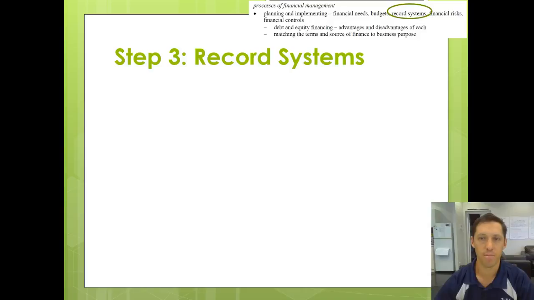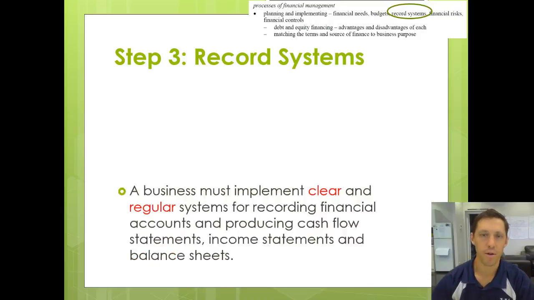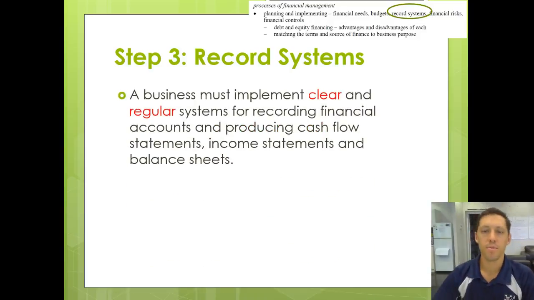So budgeting, setting budgets, financial needs, assessing what the financial needs of the business are in the long term to achieve success. Okay, now we're going to have a look at record systems. So a business must implement clear and regular systems for recording financial accounts and producing cash flow statements, income statements, and balance sheets. So what we spoke about at the very start of the whole unit of work on finance, those three key financial statements.